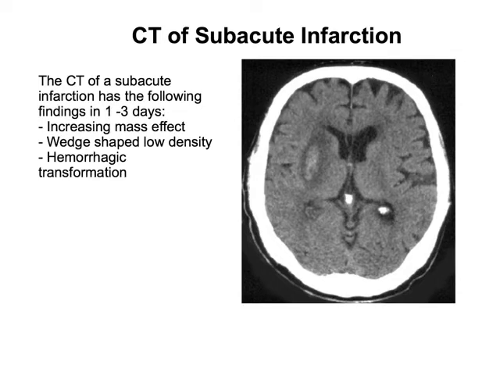So here's a CT of a subacute infarction. And this is something where we wait like a day or two or three, and we see an increasing mass effect and a wedge-shaped low density, and then hemorrhagic transformation.